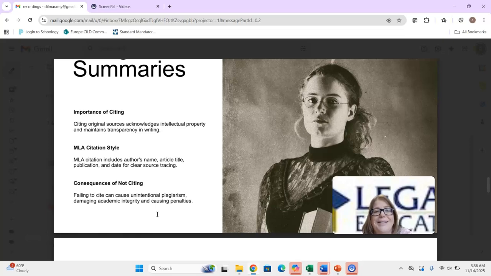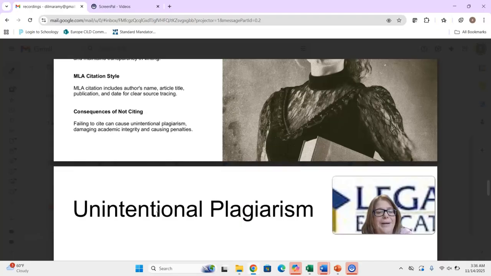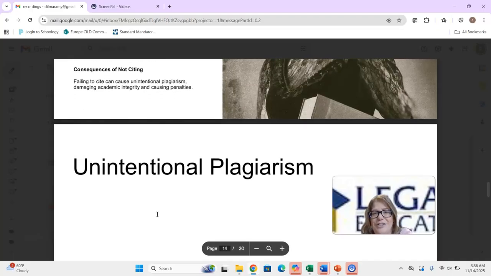If you do not cite and you just forgot or didn't understand how to, it's still plagiarism. The intent doesn't really matter. The plagiarism is not citing. If you don't cite, you don't put your references at the end of your work, it doesn't matter if you meant to or didn't mean to. So that's what unintentional plagiarism is.